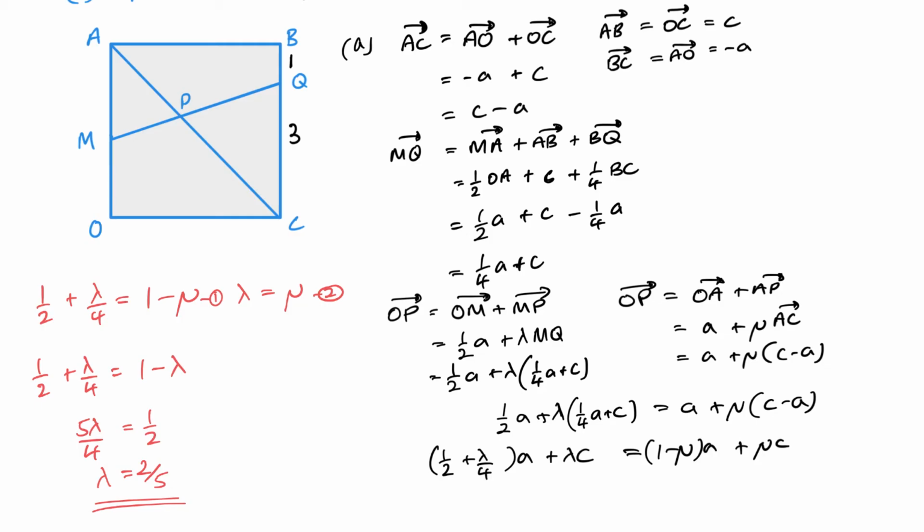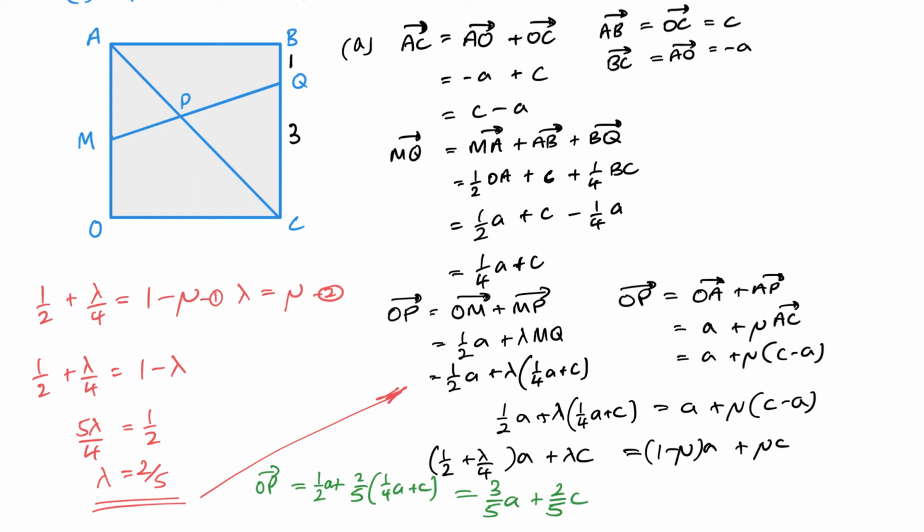And then I'm going to substitute that into this equation here. And I'll finish this off in green. So we've got OP is half A plus 2/5 times a quarter A plus C. So that means, sorry, before I go on, I missed out that A there. So we get 3/5 A plus 2/5 C.